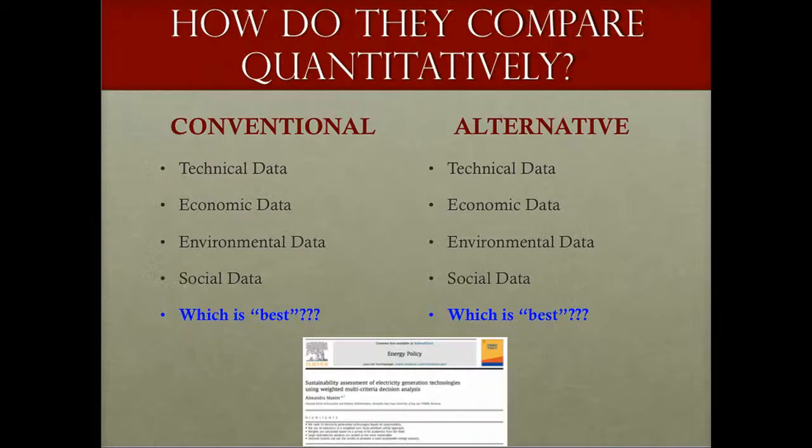Once you've done the readings, watch the videos, and compare the alternative electricity options, reflect on Week 6 and the article Sustainable Assessment of Electricity Generation Technologies Using Weighted Multi-Criteria Decision Analysis by Alexandru Maxim to help you answer the question, which options are the best out of all of the conventional and alternative options you have studied? Compare these options across technical, economic, environmental, and social data to rank them from most sustainable to least sustainable. Decide if you agree with the rankings Maxim presents and his approach, or if you would do things differently.